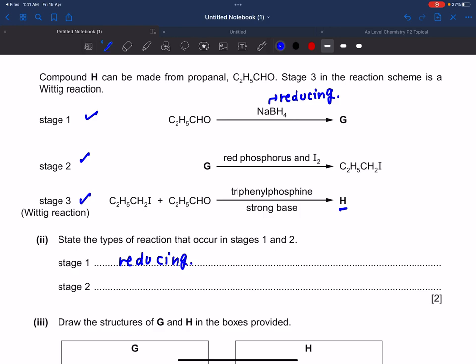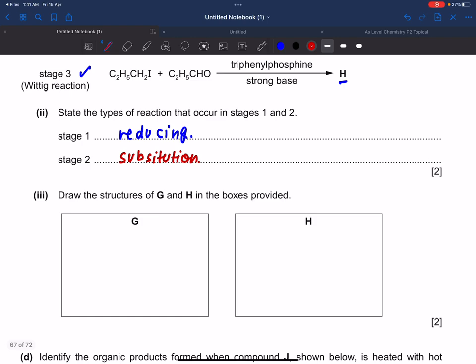The reduction of aldehydes produces what? Primary alcohol. Primary OH, when reacted with red phosphorus and iodine, this is a substitution reaction for alcohols. Substitution reaction: OH is replaced by iodine. Now the structures of G and H.